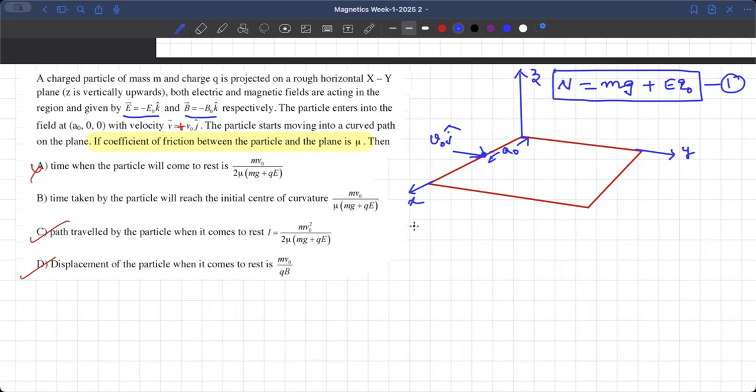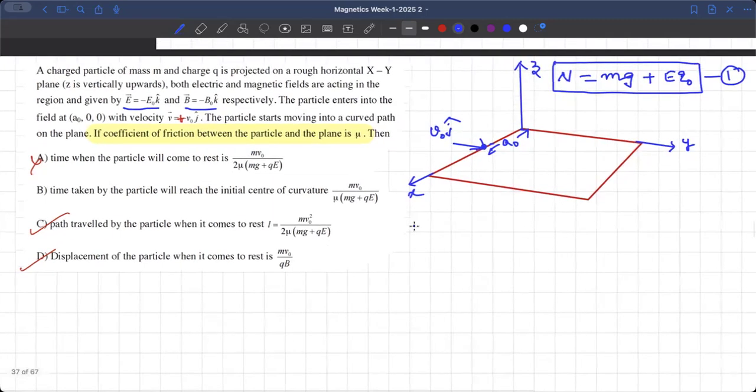Now, what is going to happen? The particle starts moving into a curved path. Okay, our coefficient of friction is also there, right? No issues. At some instant of time t, it may have some velocity. At that instant, minus m dv by dt is an acceleration. This is equal to, by the way, I just have a doubt. What is going to be the direction of the magnetic field?